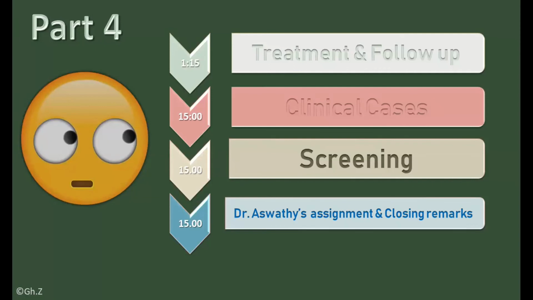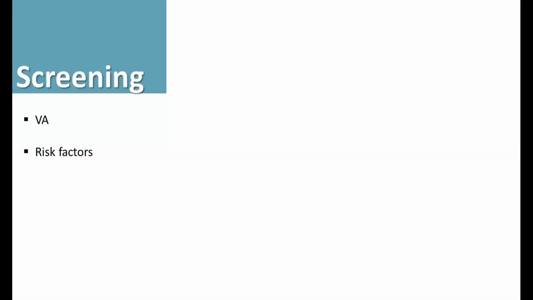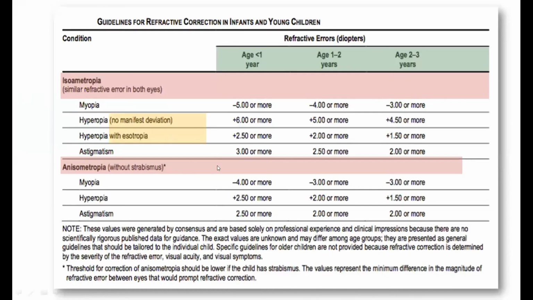Okay, so just a little hint about the screening. Simply, you can screen for amblyopia by assessing the visual acuity and searching for the risk factors. The most important one is looking for significant refractive error. So here we are screening for any refractive error. And again, there are some guidelines for the threshold for prescribing glasses in the pediatric age group. The Academy has published treatment guidelines for refractive correction in infants and young children in this table.